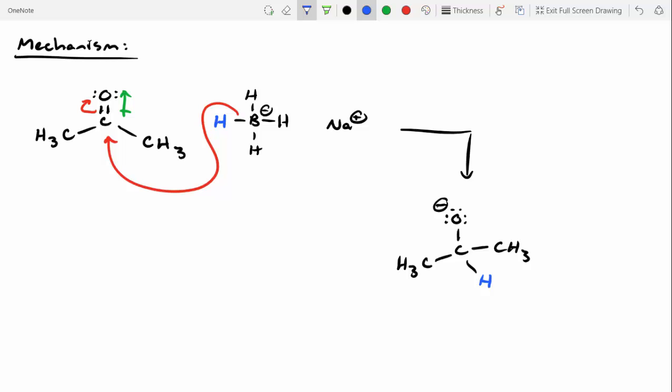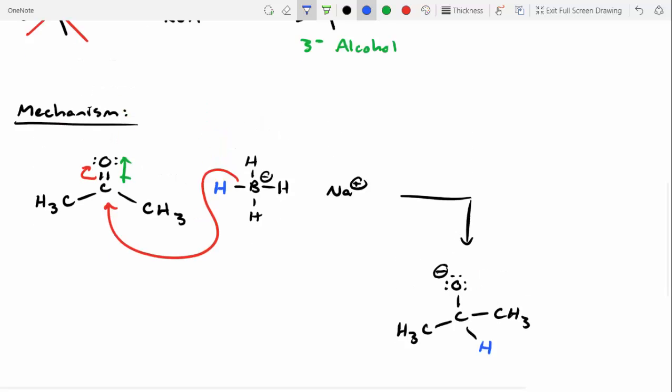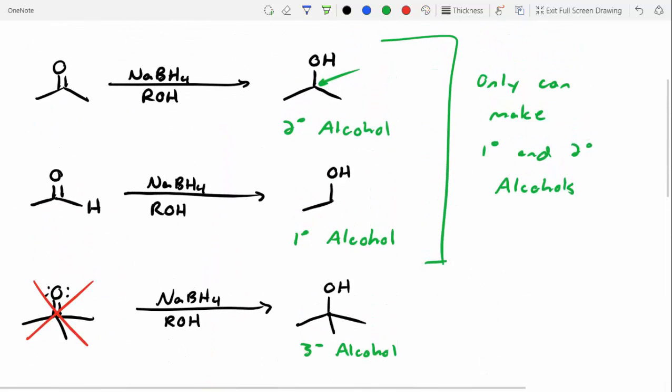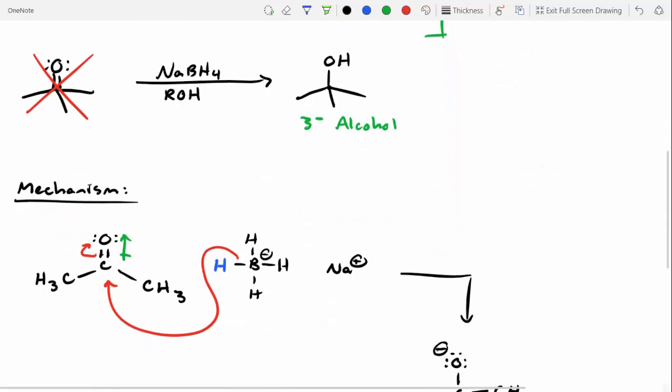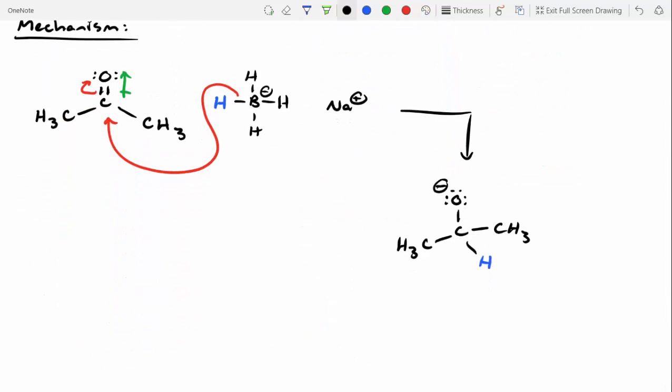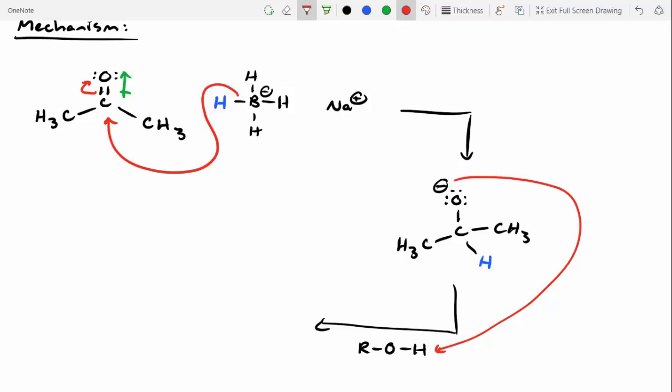Not quite. If we go back up and we look at our answers, you'll notice the final product didn't have a charge on it. So we've got to do a proton transfer. And in this case, I told you guys, typically this reaction is done in an alcohol solvent. So this can steal a proton from the solvent, dump down onto oxygen, and now we get our final product.